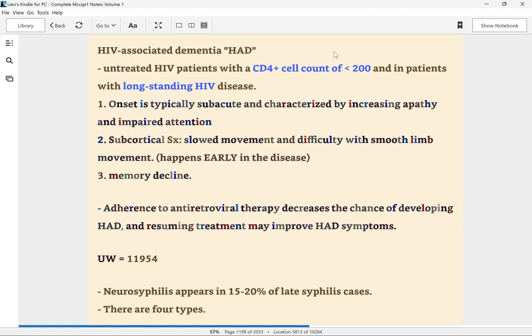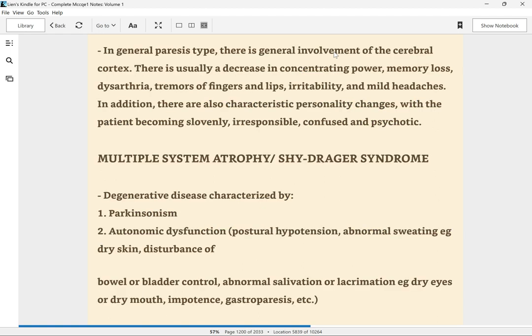Neurosyphilis appears in 15 to 20% of late syphilis cases. There are 4 types. In general paresis type, there is general involvement of the cerebral cortex. There is usually a decrease in concentrating power, memory loss, dysarthria, tremors of fingers and lips, irritability, and mild headaches. In addition, there are also characteristic personality changes, with the patient becoming slovenly, irresponsible, confused and psychotic.